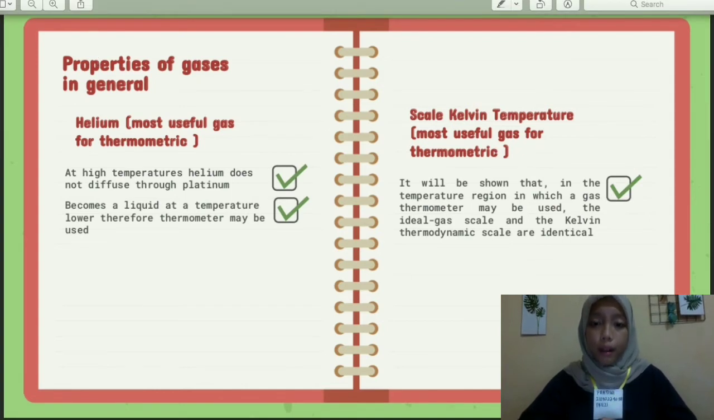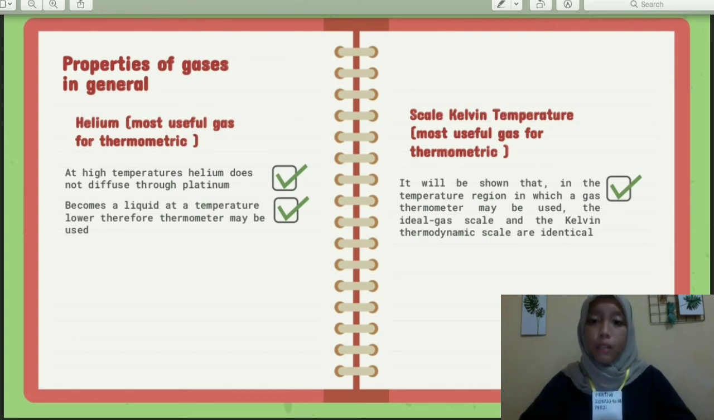For example, we use helium. Why do we use helium? Because helium is the most useful gas for thermometry. The first reason is that helium at high temperature does not diffuse through the platinum. So the helium can be measured with the thermometer.